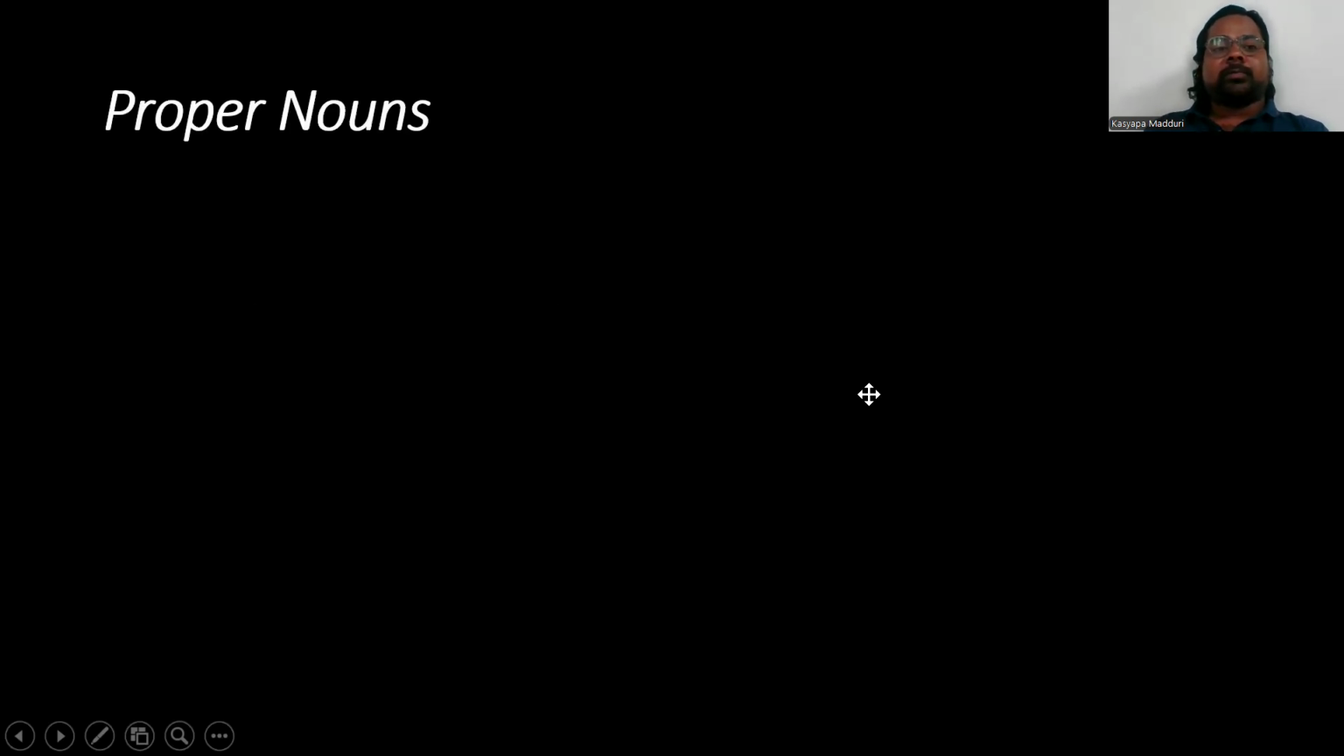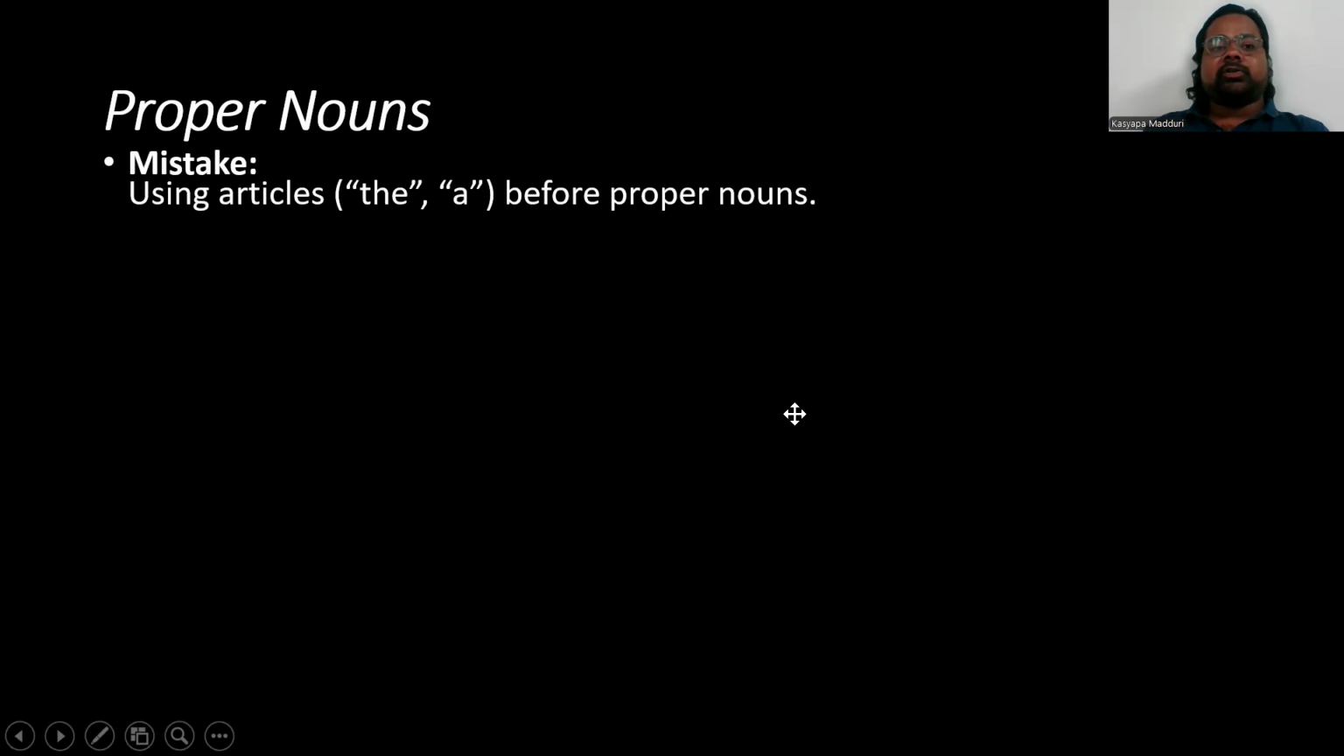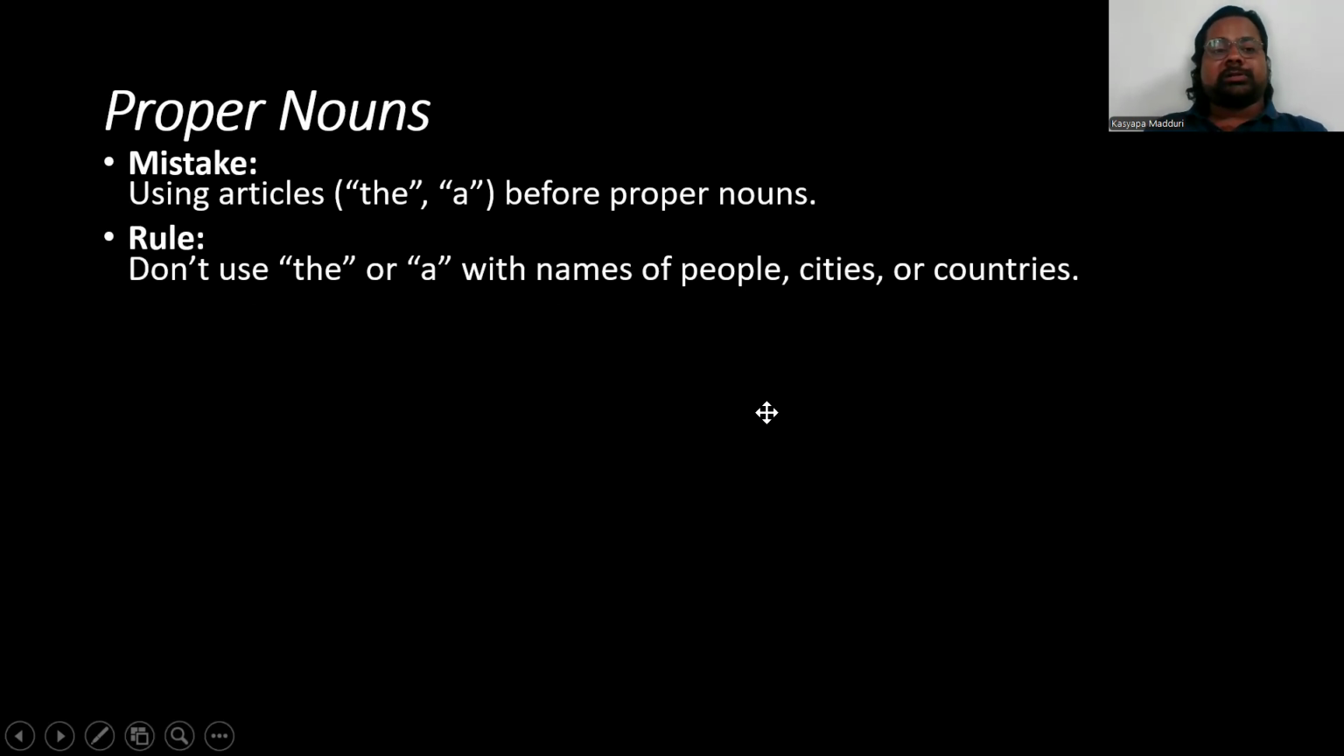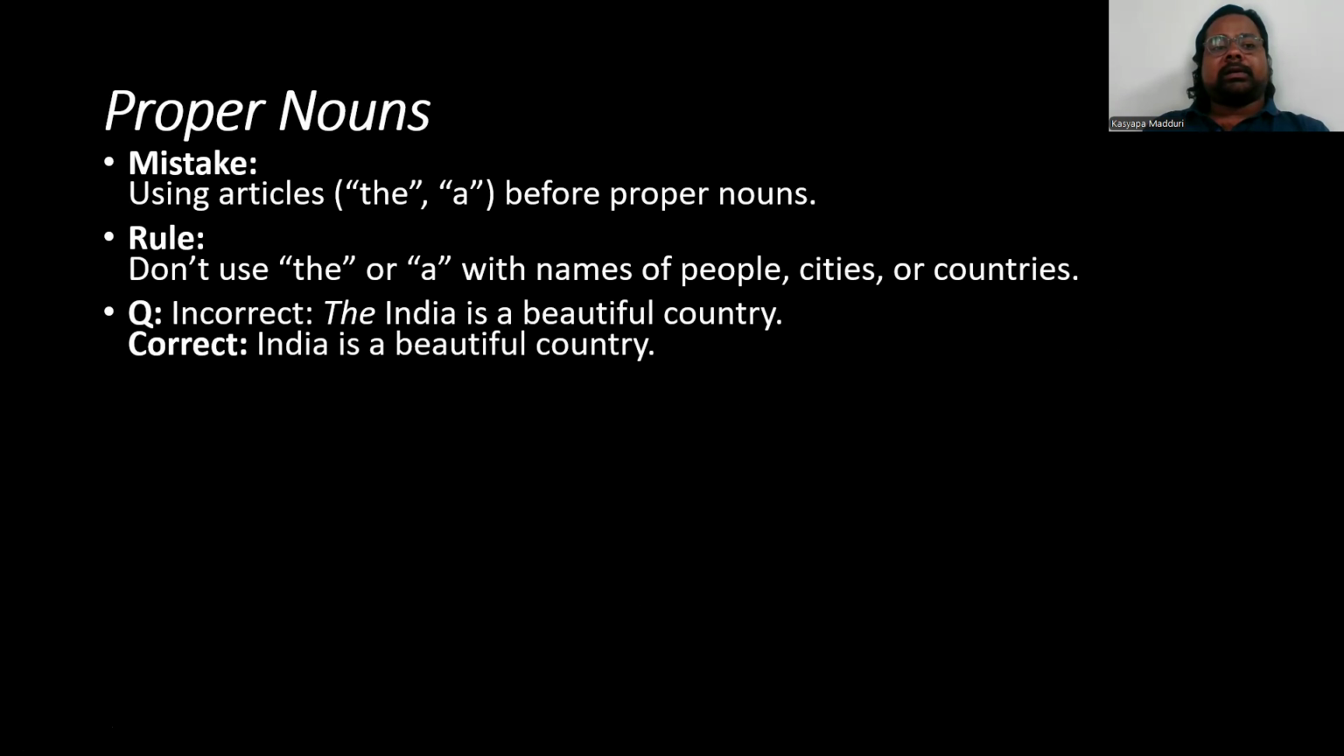Okay. So proper nouns. Mistake: using articles like the, a, and an before proper nouns is a mistake. So what is the rule? Don't use the or a with the names of people, cities, or countries. The incorrect question that is given: The India is a beautiful country. What is the correct answer? India is a beautiful country.